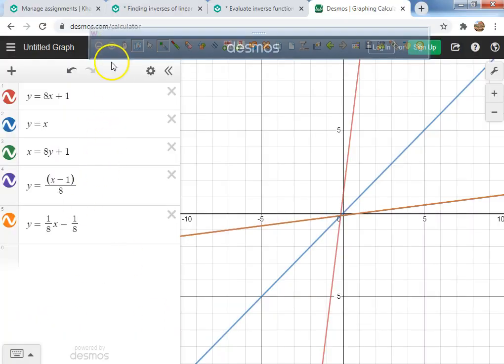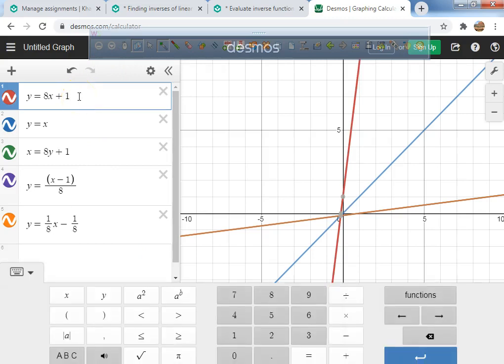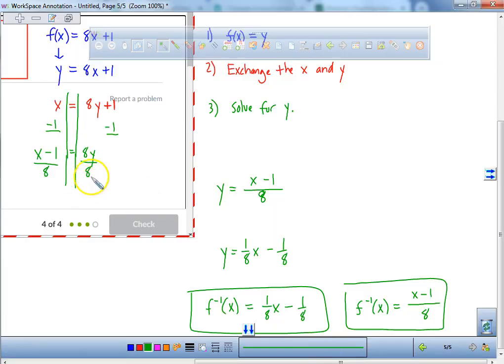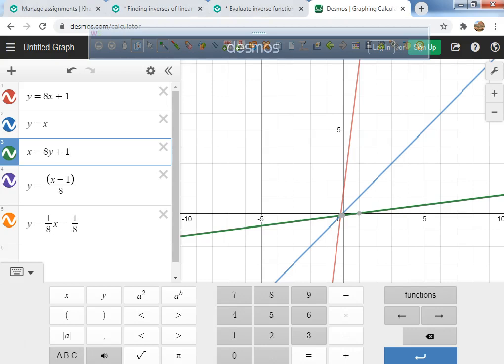All right, so what I've done here is I've typed in our original function. I've typed in y equals x because all inverses reflect across y equals x. I exchanged the x and the y, and this right here is what we had before we started solving it. Right here, there's the x equals 8y plus 1. That's what we had before we started solving it.